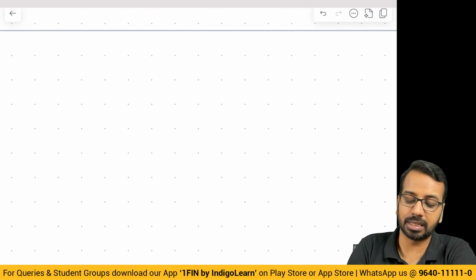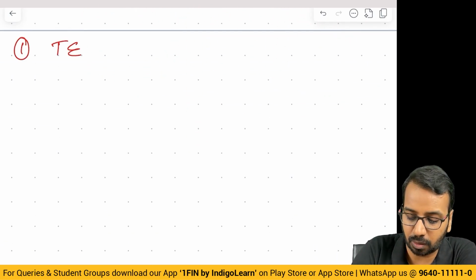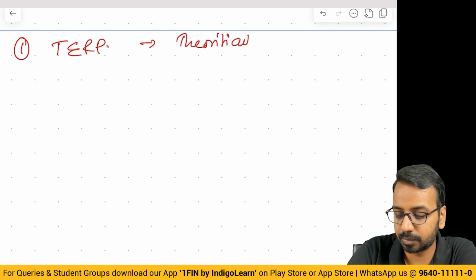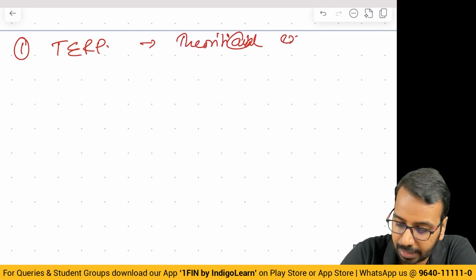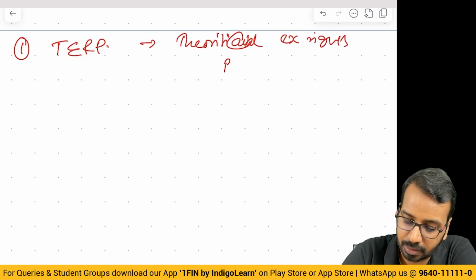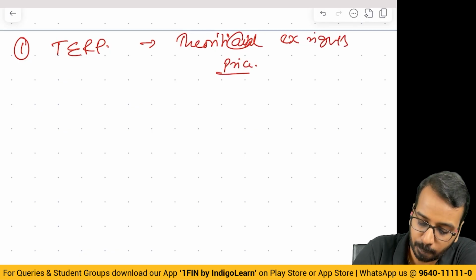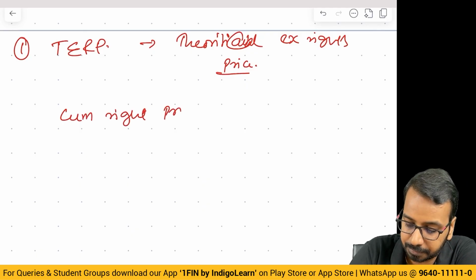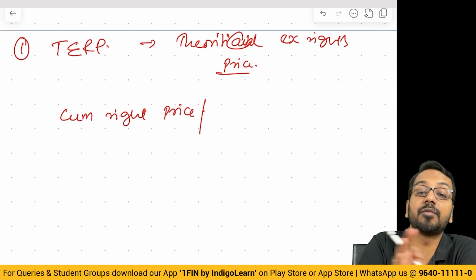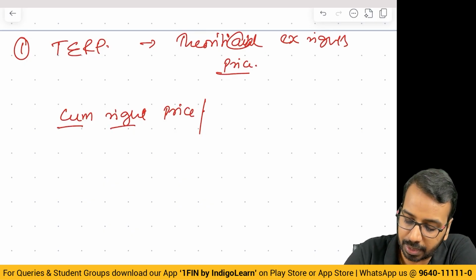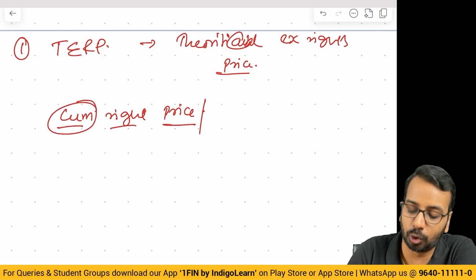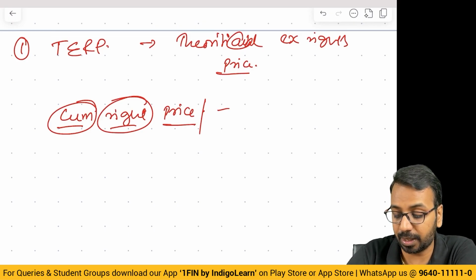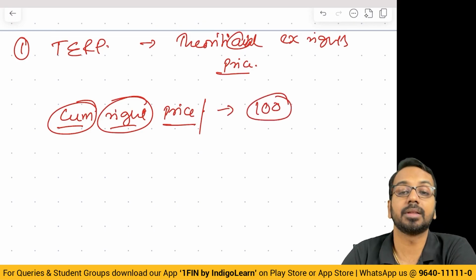First thing, whenever there is a rights issue, you have to calculate something called the theoretical ex-rights price. Now what is the meaning of this? There is something called cum-rights price. Means this is the price before the rights issue. So when I say cum-rights price, it means cumulative or including the right entitlement. They'll give us cum-rights price. Let us say this is 100.